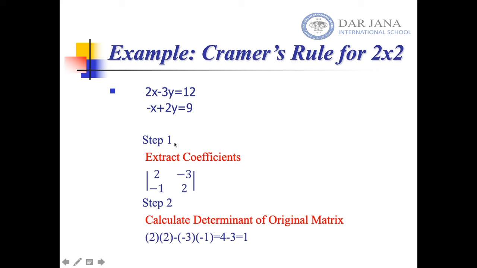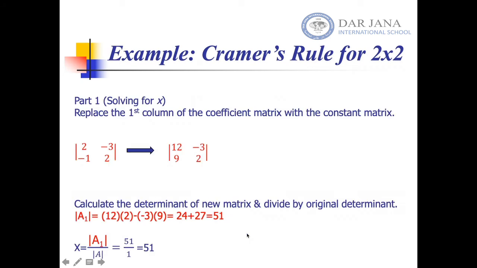So first of all, step 1, find the coefficient matrix. We take 2, negative 3, negative 1, and 2. We find the determinant. 2 times 2 is 4. Negative 3 times negative 1 is 3. 4 minus 3 is 1. So the determinant of the coefficient matrix, the original matrix, is 1.